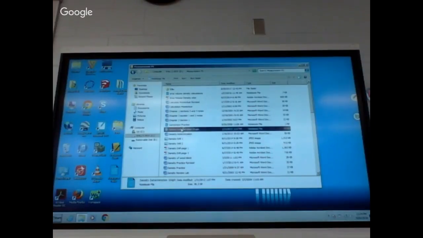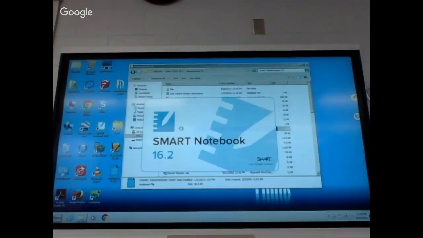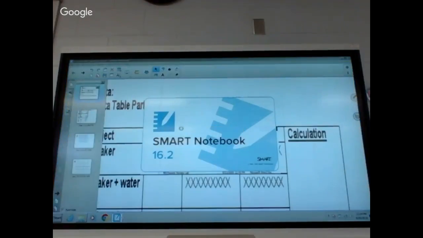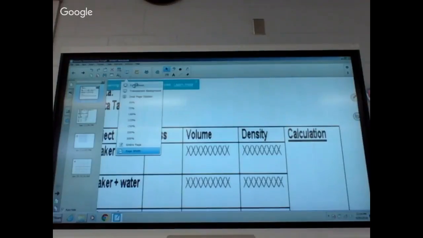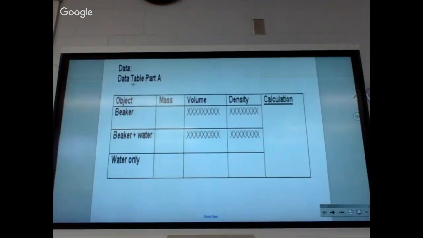There we go. All right, now turn to the second page where it's got the data table. Okay, so part A has 4 steps, right? So turn to page 2 where it's got the data table. This is where you're going to record your data. Now, when you look at the data table, you see all those X's? The X's means you don't put any data in those boxes. You're only writing numbers down in the boxes.